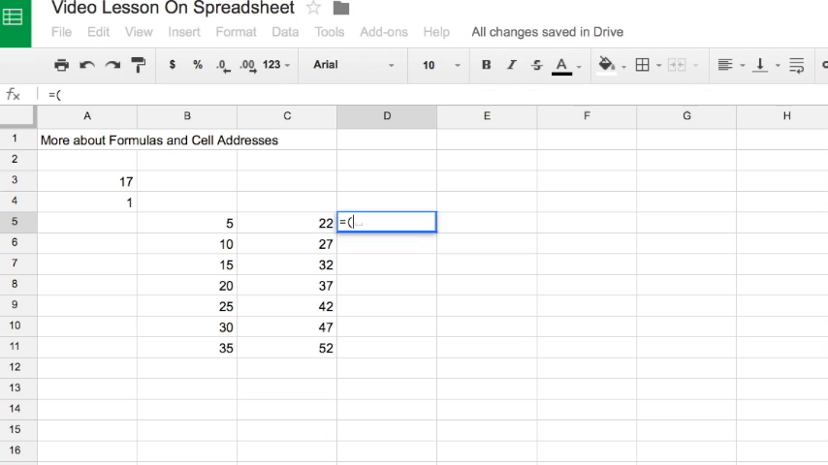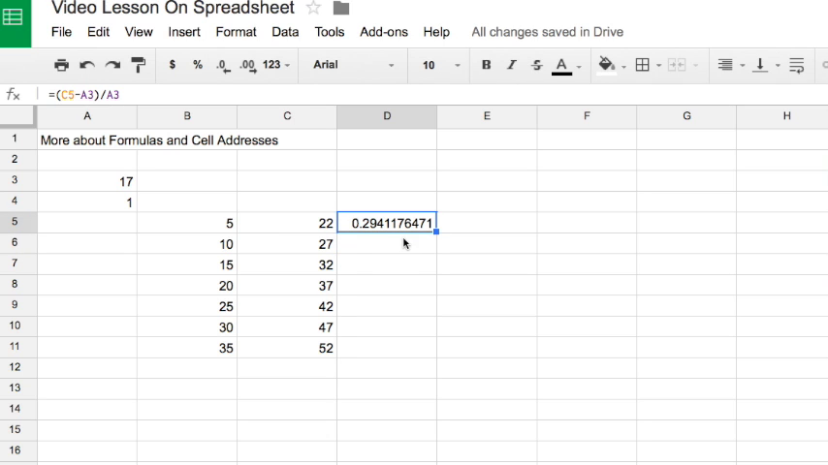You have to start with a parentheses. So I'm going to say new, which is the 22, minus the old, which is the 17, and you just have to click on the cells. End the parentheses. You're going to hit the division, and we want to divide by the old, alright, and hit enter.